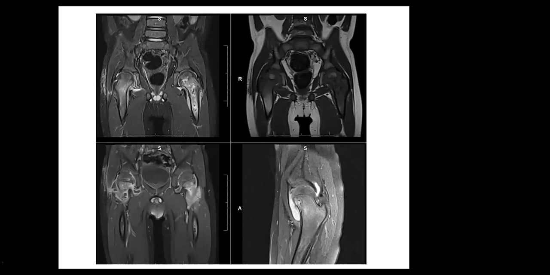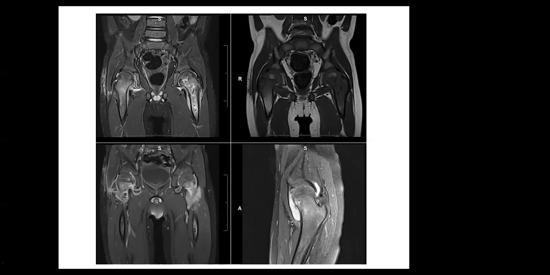Yes, there's a multi-sequence, multi-plane MRI of both hip joints, showing mild joint effusion at the left hip associated with abnormal signal intensity, mainly at the metaphysis and proximal left femoral neck, which is high in T2 and low in T1. So we are dealing with a case of mainly osteomyelitis.